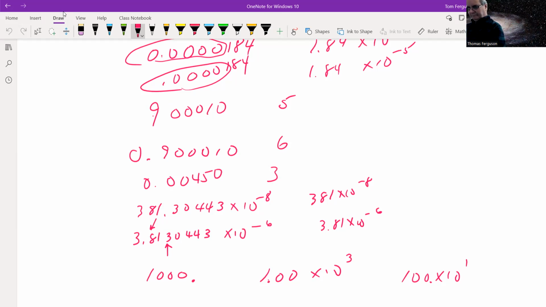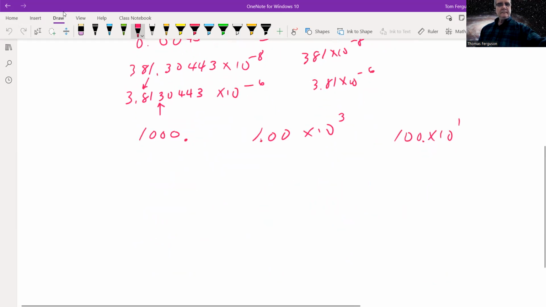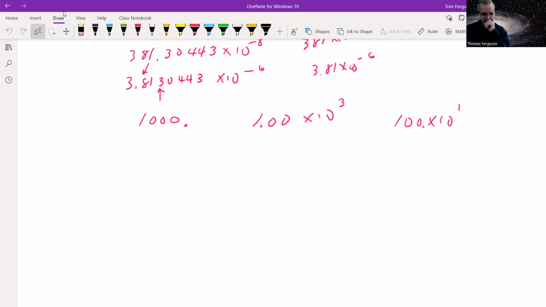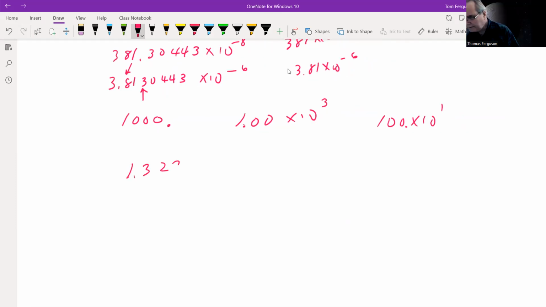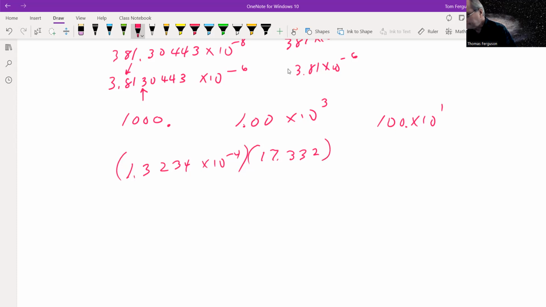Now when you put this in your calculator, you don't need to have the parentheses. You can if you want. It's just extra keystrokes, but they're not needed.